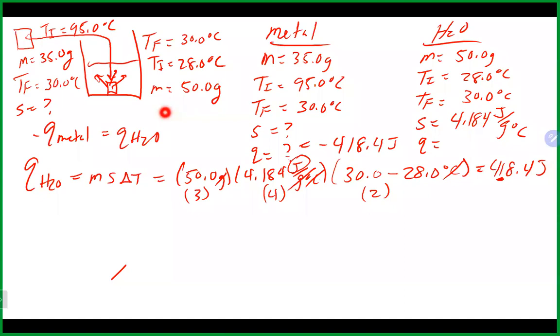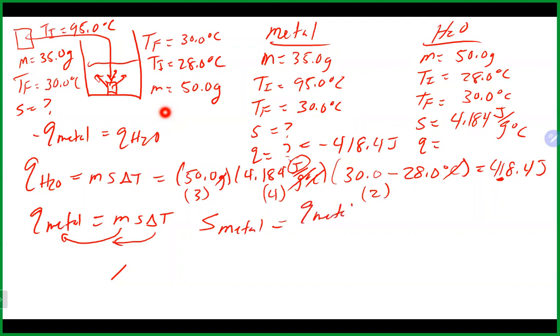So now that we have that information from the actual water, we're able to use our specific heat equation one more time for the metal, and we can actually solve for what the specific heat capacity of the metal is. So Q of the metal will equal m s delta T, dividing both of these to the other side will give us the specific heat capacity of the metal will equal Q of the metal divided by m delta T. So putting in our numbers, Q of the metal minus 418.4 joules divided by our mass, which in this case for our metal was 35 grams.